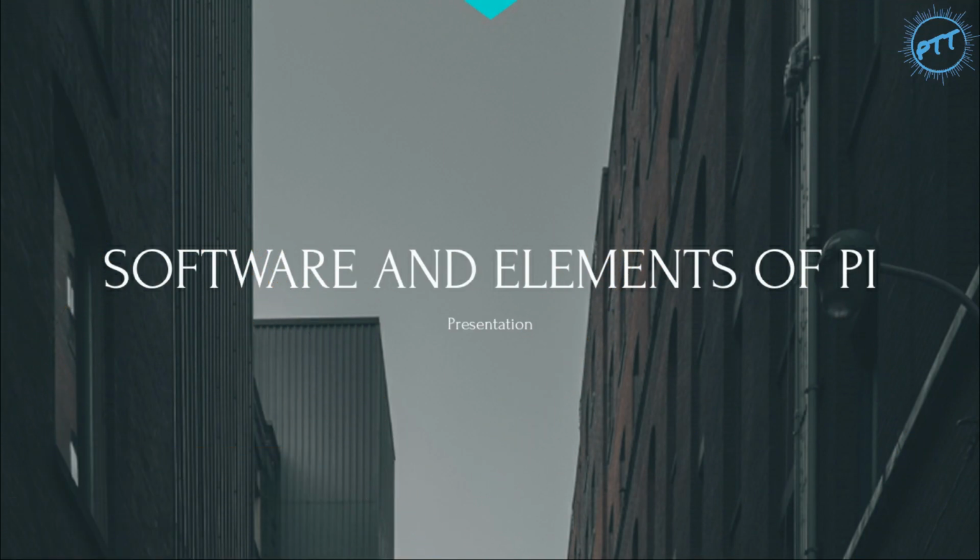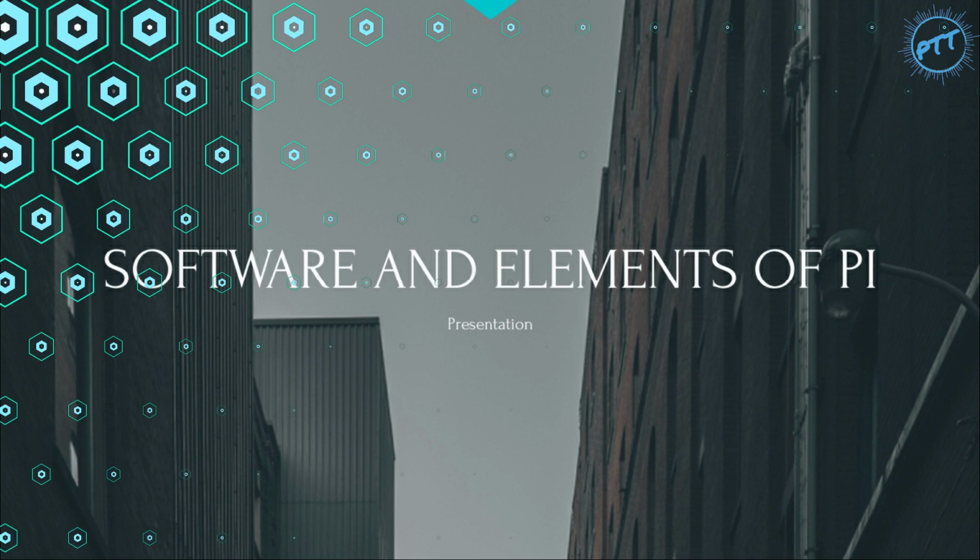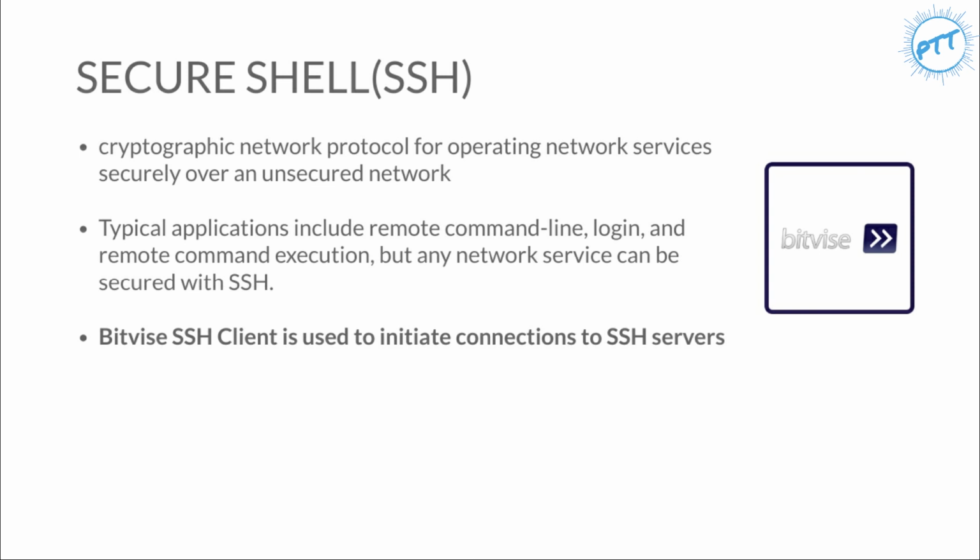Now let's look at the different softwares and elements required for a Raspberry Pi. The Secure Shell. The Secure Shell is a cryptographic network protocol for operating network services securely over an unsecured network. We use the Secure Shell for logging into our Raspberry Pi remotely from any other computer. Here we will be using the Bitvise SSH client to initiate the connections with the SSH server of the Raspberry Pi.